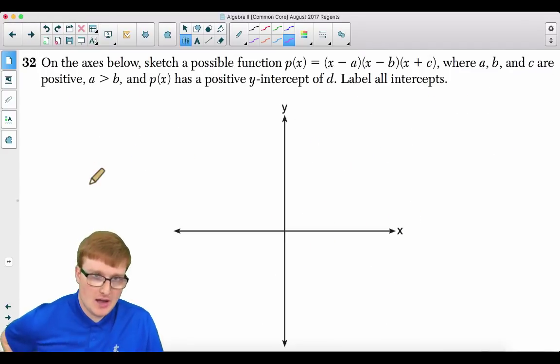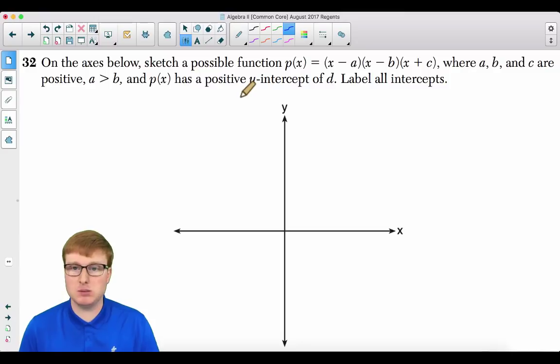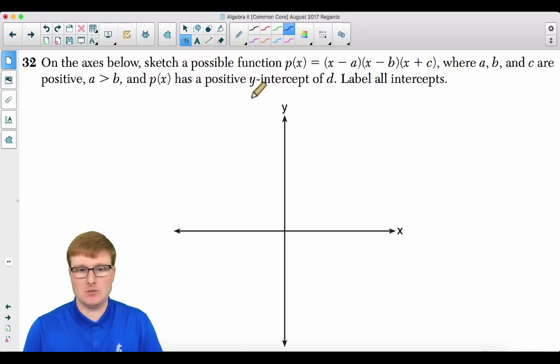Moving on to number 32. On the positive axes below, sketch a possible function P of x is equal to x minus a, x minus b, x plus c, where a, b, and c are positive. A is greater than b, and P of x has a positive y-intercept of d. Label all intercepts. So, please don't overthink this one. First and foremost, it's saying where a, b, and c are positive.